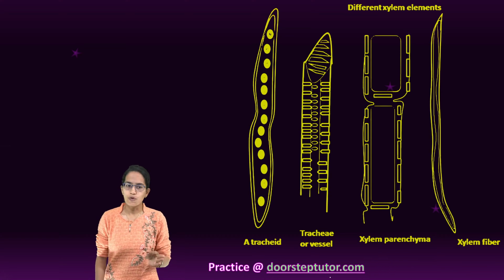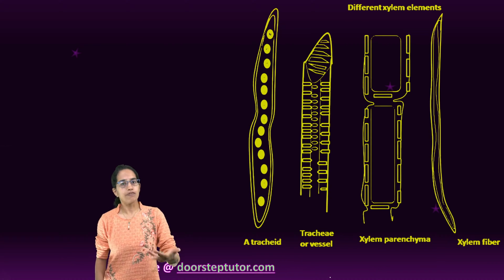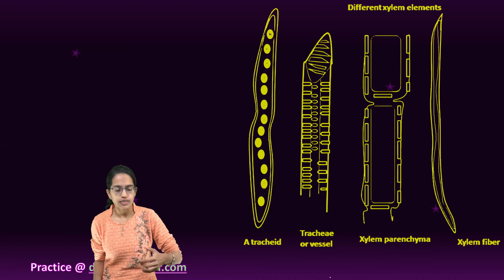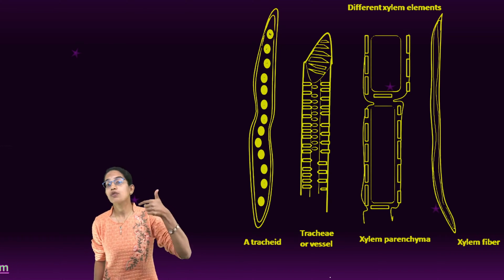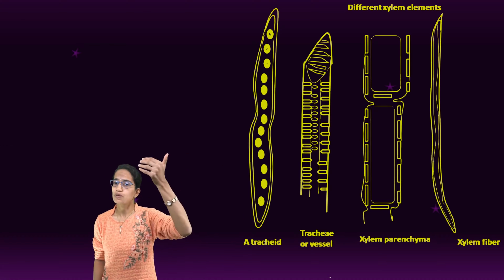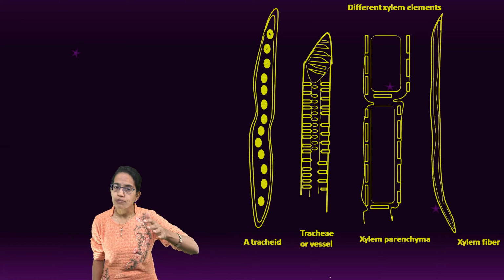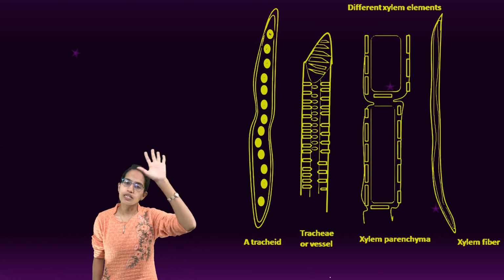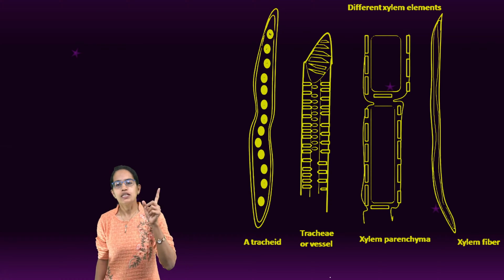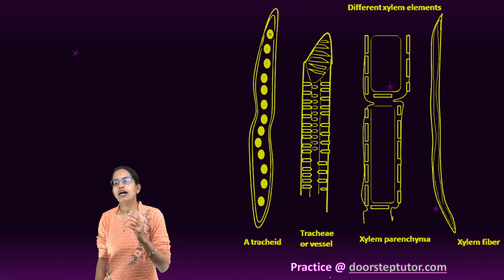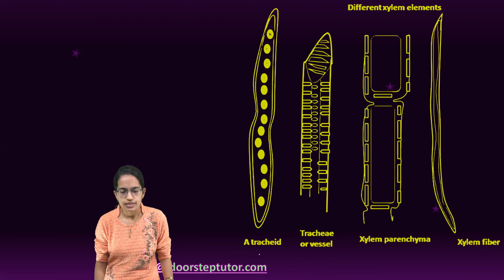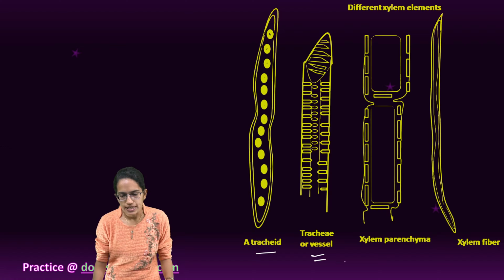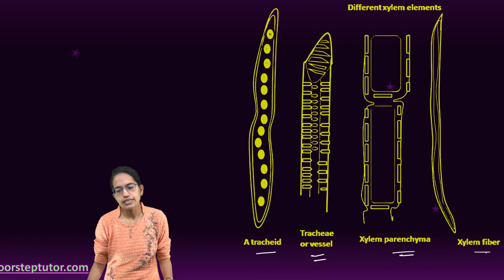Xylem and phloem. The role of xylem, as we have understood in our lower grades, is to transport water and minerals to the plant. However, the role of phloem is to transport the processed material from the leaves to the different parts of the plant. Now xylem has four components. They are called trachea, vessel, xylem parenchyma, and xylem fiber.